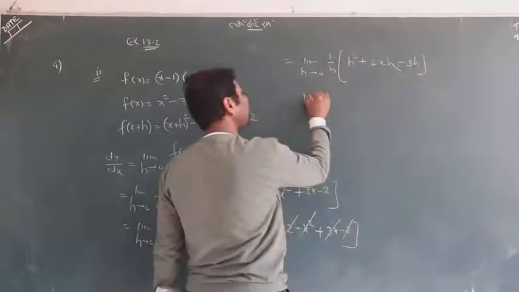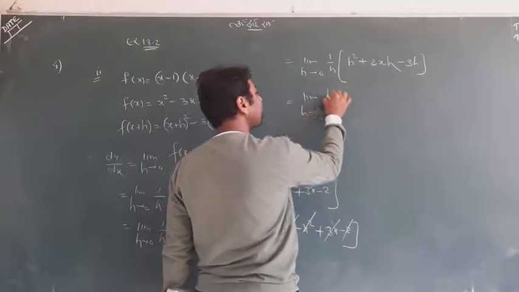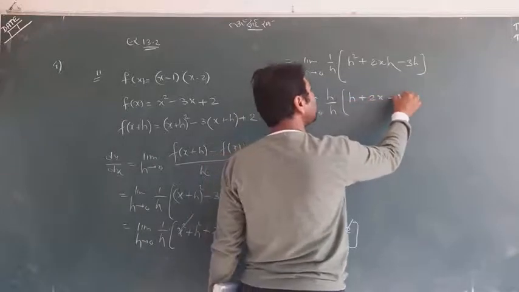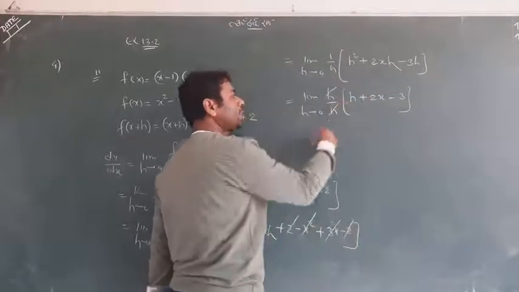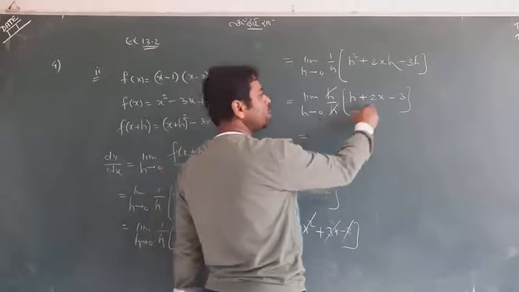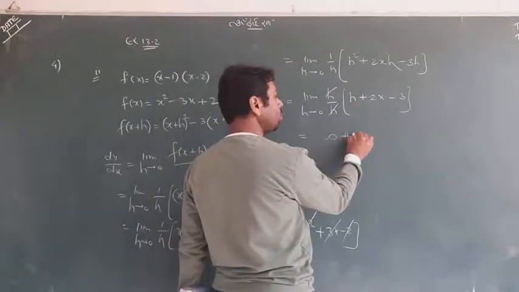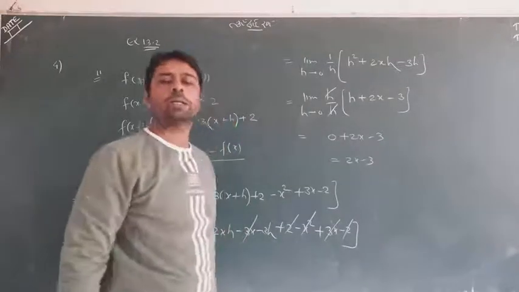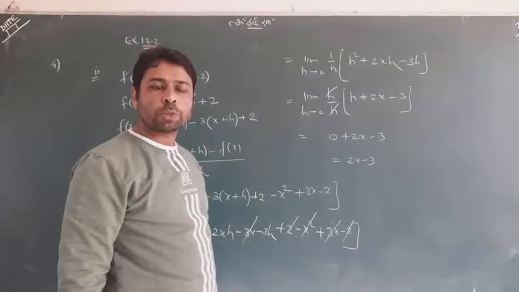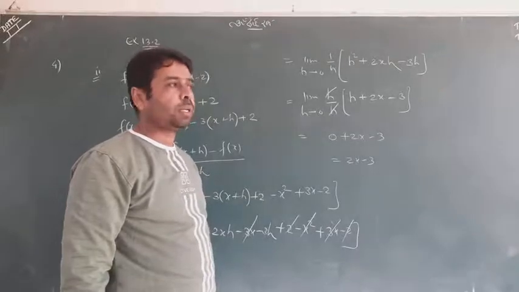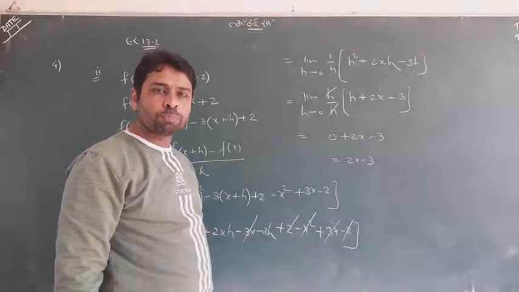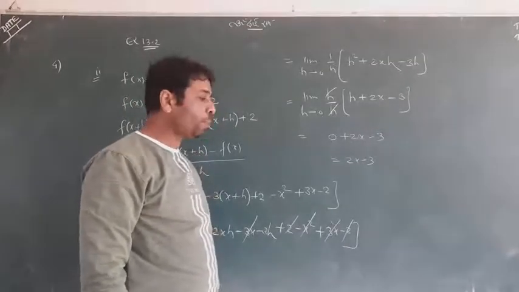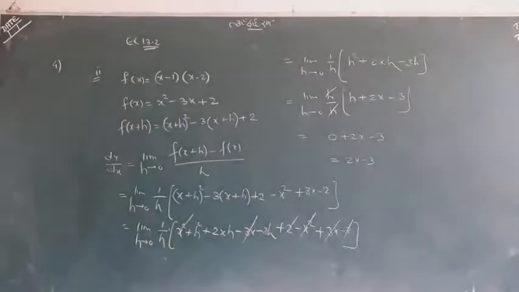Now take h common. So it's h times 2x and 3 remaining. h and h cancel. Put h tends to 0 all the way, so this is going to be 0. With 2x and 3, your answer is 2x minus 3. This is the answer by first principle. You have to complete the question. Actually it is so long, but if it is asked by first principle, you have to do it by this method only.